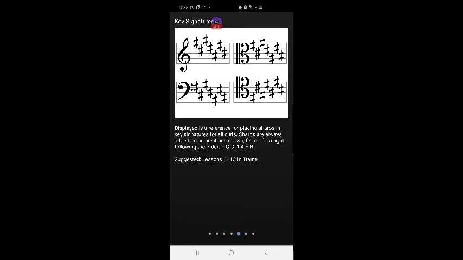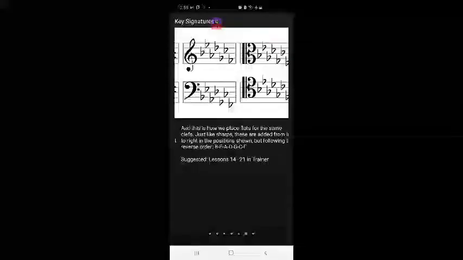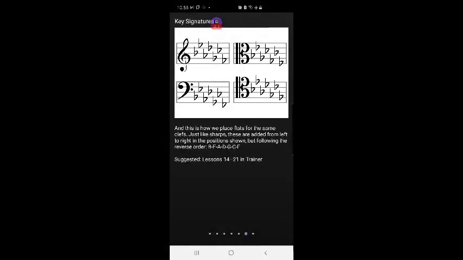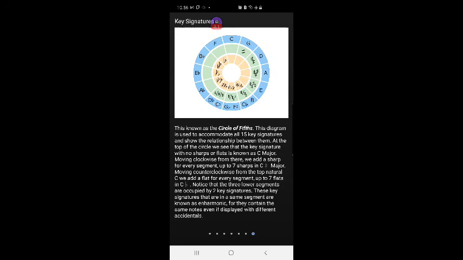Sharps are always added in the positions shown, from left to right, following the order of Five Cats Got Drowned at East Boston. Suggested lessons 6 through 13 in the trainer. And this is how we place flats for the same clefs, just like sharps. These are added from left to right in the positions shown, but following the reverse order: B, E, A, D, G, C, F. Suggested lessons 14 through 21 in trainer.